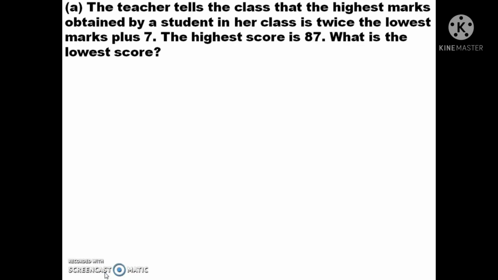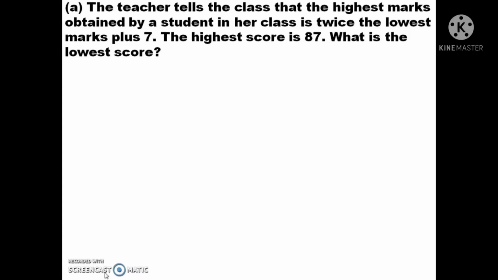The teacher tells the class that the highest marks obtained by a student in her class is twice the lowest marks plus 7. The highest score is 87. What is the lowest score? So we have finished reading the question the first time. So let us start reading the question part by part.